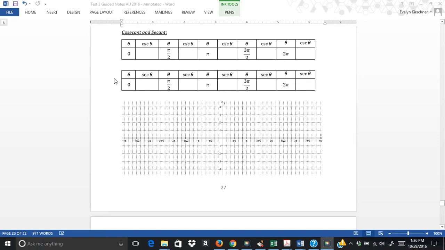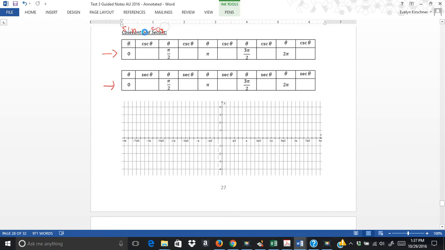The cosecant and the secant can be talked about together. We'll do each one, talk about the critical points, each one separately, but we're just going to talk about our key points that we used from before: 0, pi over 2, pi, 3 pi over 2, and 2 pi. Because these are, remember, reciprocals, they have the same period as sine. Remember, this is 1 over sine, and this is 1 over cosine.